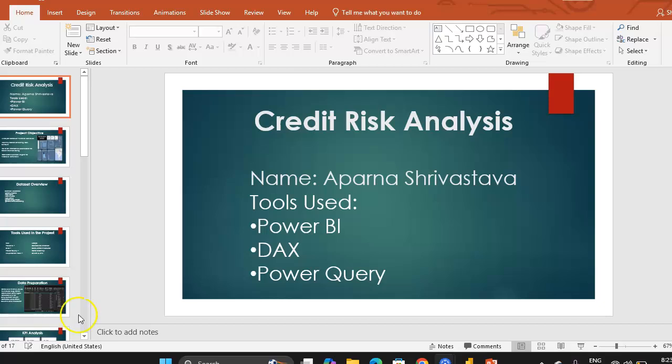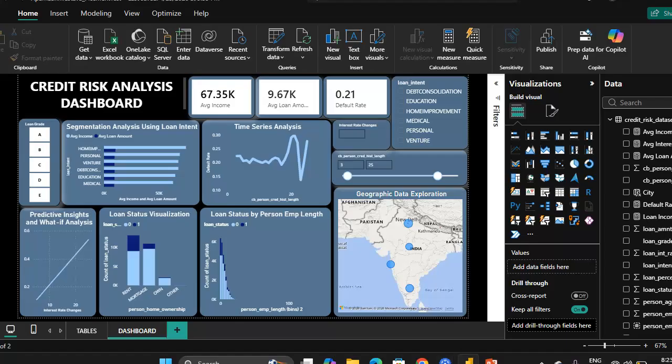The main purpose of this project is to analyze borrower behavior, identify risky customers and generate insights that can help financial institutions reduce loan defaults and make better lending decisions. In this project, I used Power BI for dashboard creation, DAX for calculation, and Power Query for data processing and cleaning.